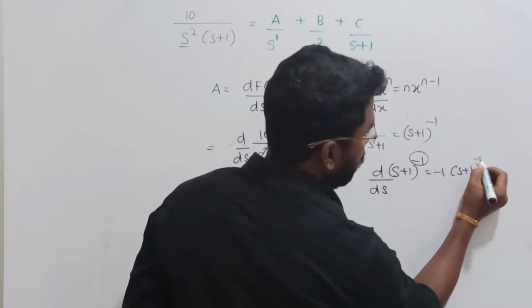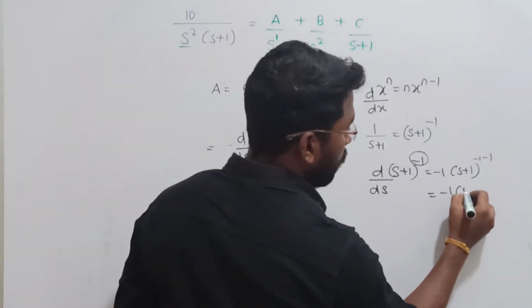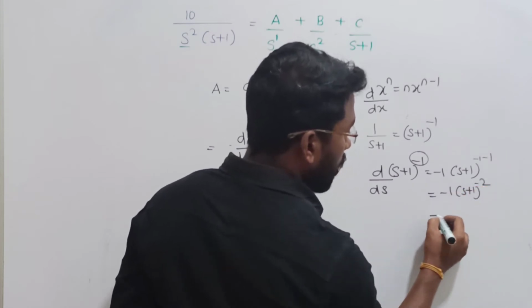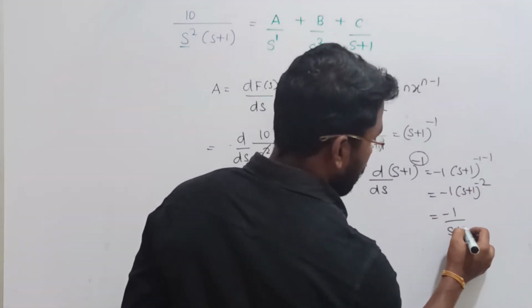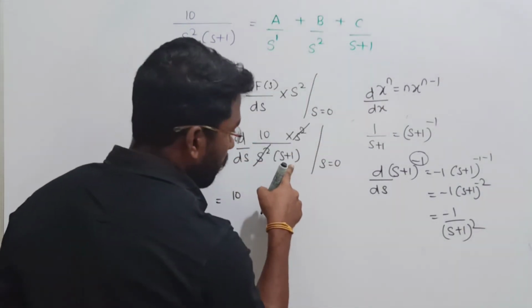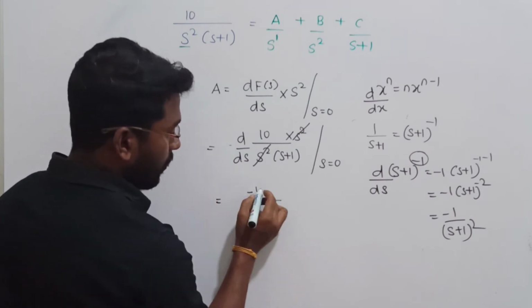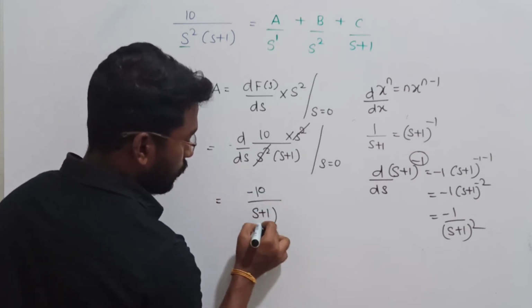N value is minus 1, minus 1. Minus 1, n value also minus 1. That becomes minus 1 into s plus 1 whole power minus 2, or it can be written as minus 1 by s plus 1 whole square. So d by ds into 1 by s plus 1 can be written as 1 upon minus 1 into 10. Actually it becomes minus 10 divided by s plus 1 whole square.